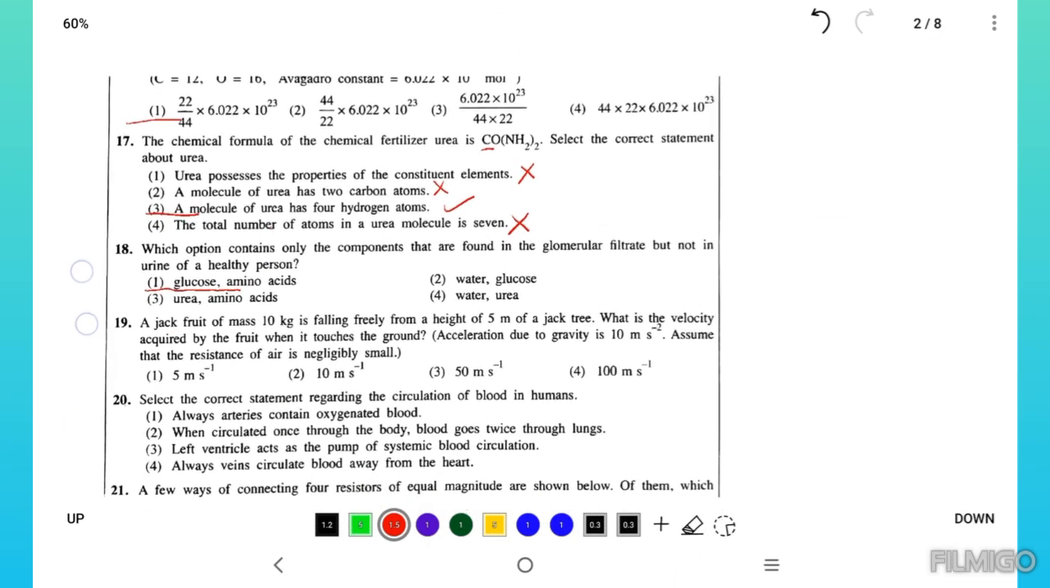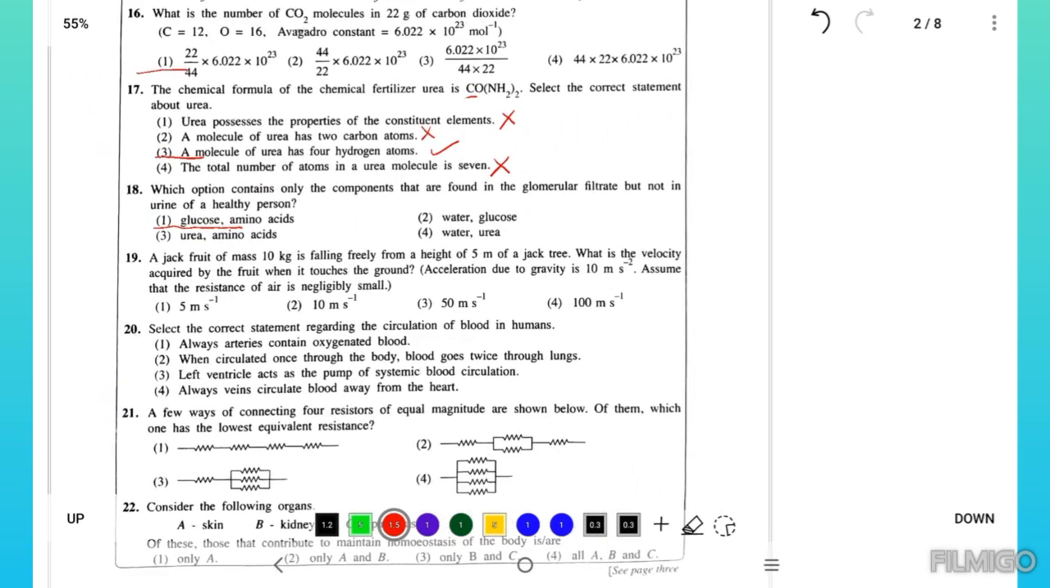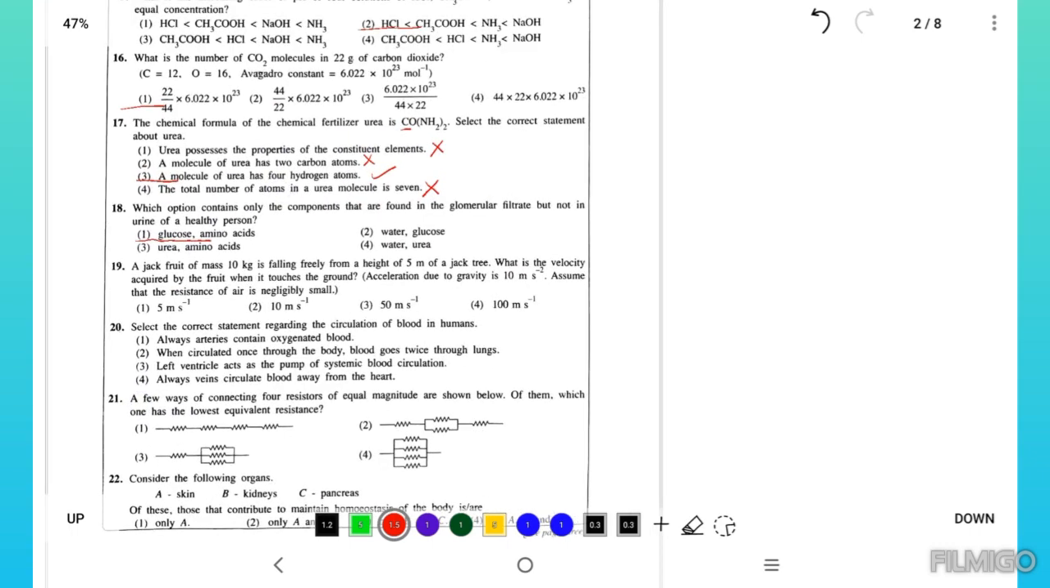Question number 19. A jackfruit of mass 10 kg is falling freely from a height of 5 meters of a jack tree. What is the velocity acquired by the fruit when it touches the ground? They have given acceleration as 10 m s^-2, and they are asking us to assume that the resistance of air is negligibly small. So they have given the height, that is 5 meters, and we know the mass and the acceleration. We need to find the final velocity.